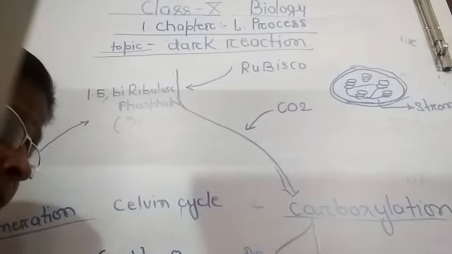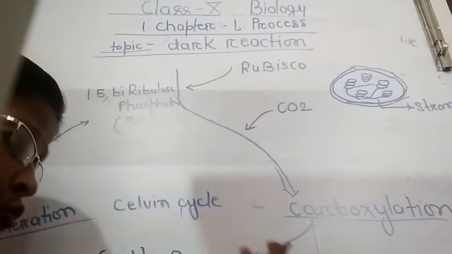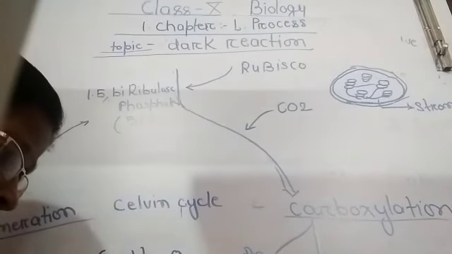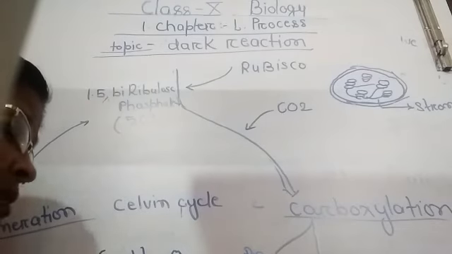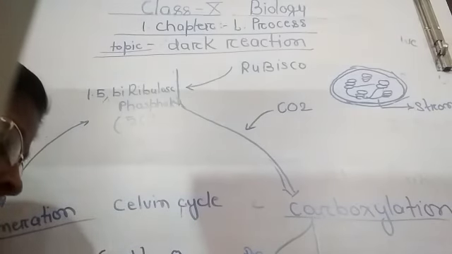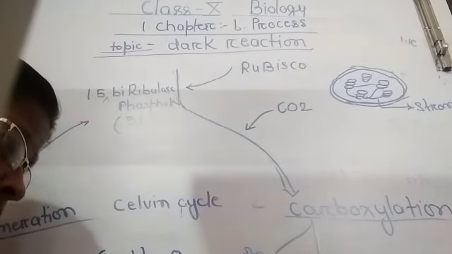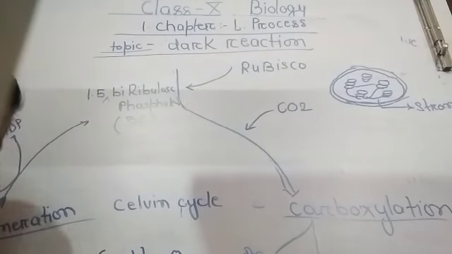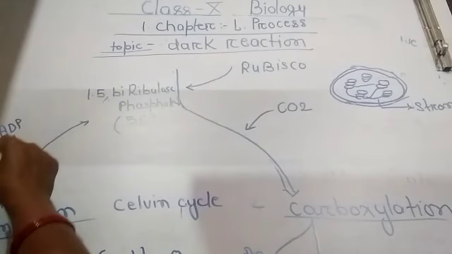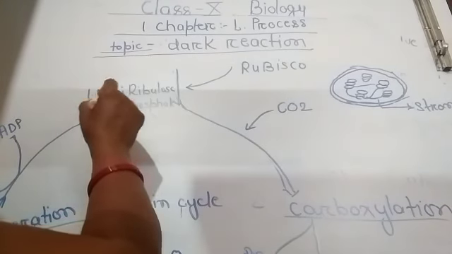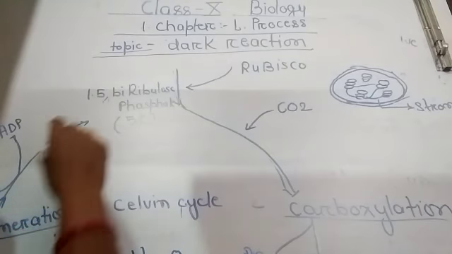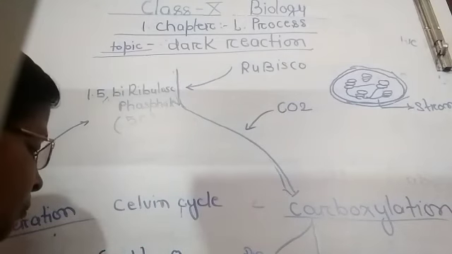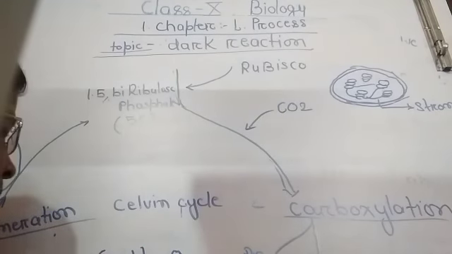After the formation of 2 compounds of PGA, ATP is required for the reduction, and any one of both loses 1 carbon in 1 cycle. That means it forms a 5 carbon compound, and the 5 carbon compound, by the utilization of 1 ATP, converts into 1,5-bisribulose phosphate. It is called regeneration. That cycle will be continued. It repeats 6 times for the formation of 1 mole of glucose.